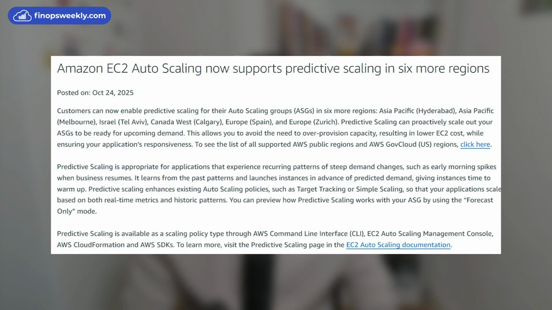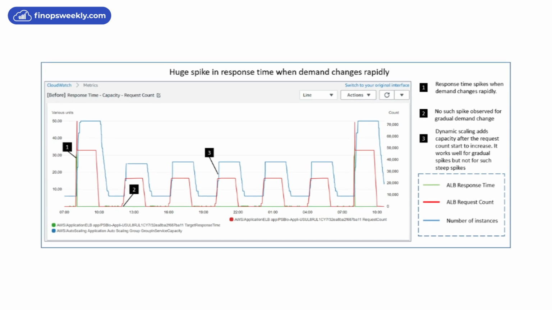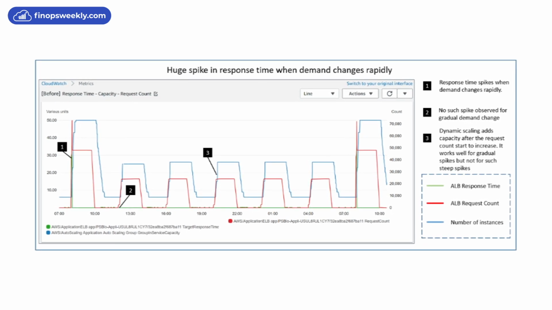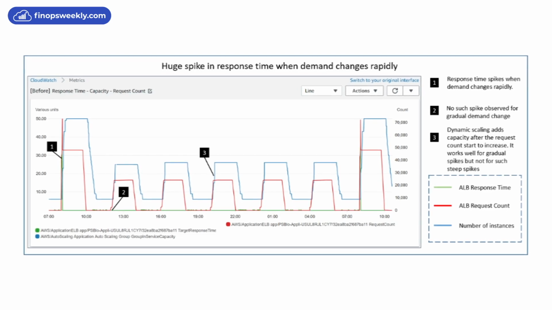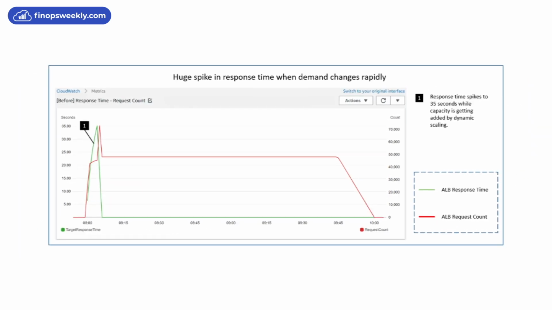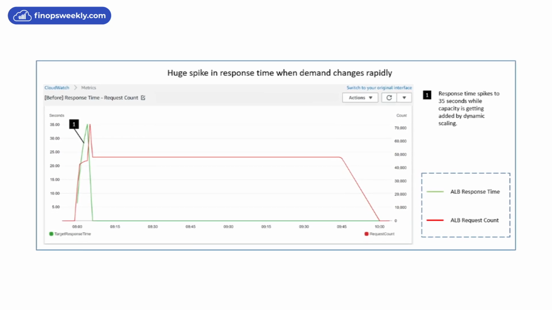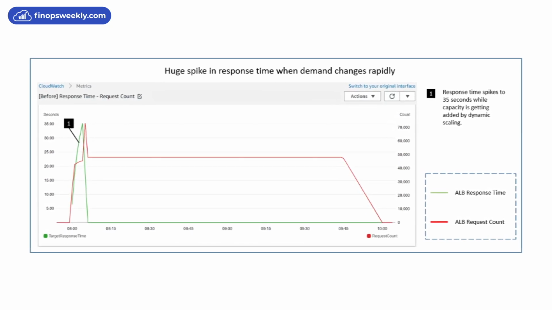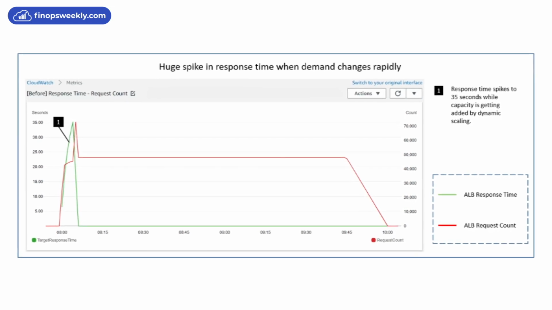So, predictive scaling for EC2 Auto Scaling has expanded into 6 more regions to reduce over-provisioning before the demand hits. Predictive scaling learns from historical patterns and proactively launches instances so capacity is ready before the demand spikes, which helps avoid over-provisioning and lowers EC2 cost. Additionally, it complements existing policies like target tracking or simple scaling and can be previewed in forecast-only mode. You can configure it via CLI, console, CloudFormation, or SDKs.